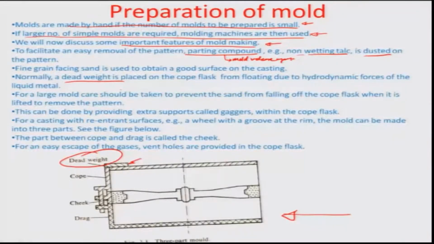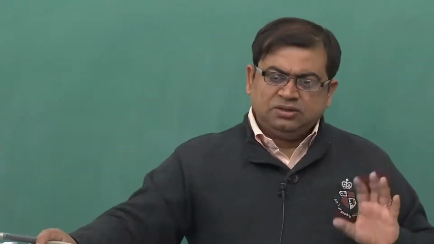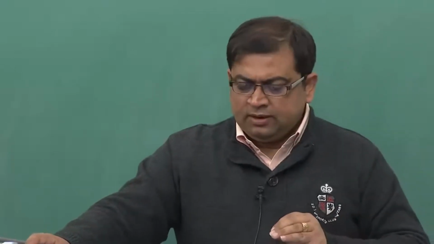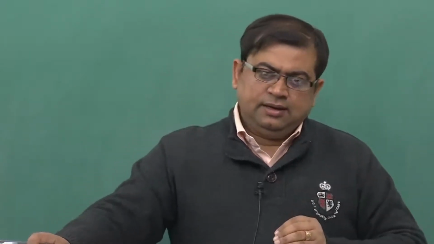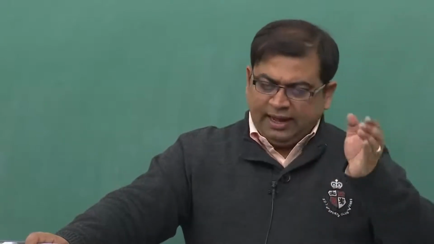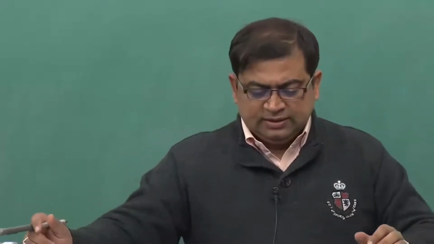For a larger mold, care should be taken to prevent the sand from falling off the cope flask when it is lifted to remove the pattern. It should not happen that you have the pattern in place and the sand is nicely holding, but the moment you try parting the upper half, the sand starts falling back. Therefore, the pattern gets damaged or lost. So you have to have enough pressure and the right percentage of water vis-a-vis the sand and the clay, as I illustrated in my earlier module, so that it can hold and constitute an integrated surface, which is exactly the negative of the pattern in place.